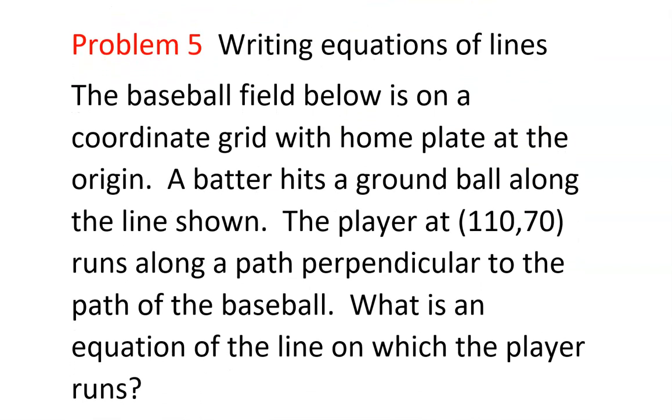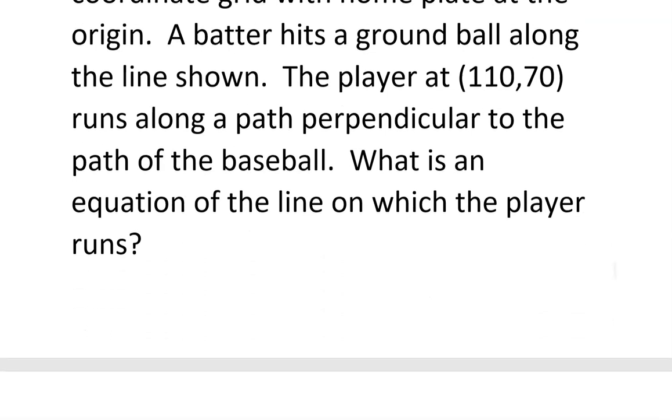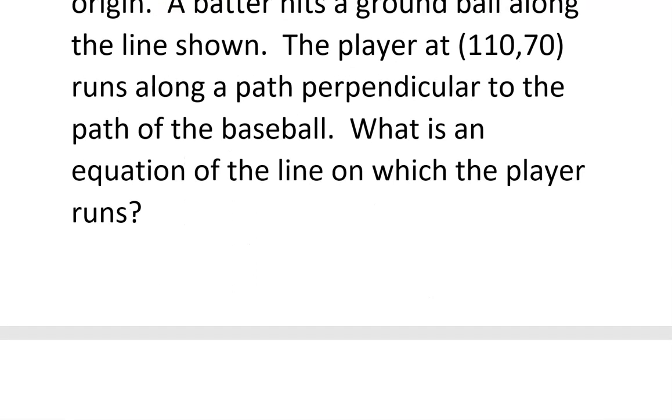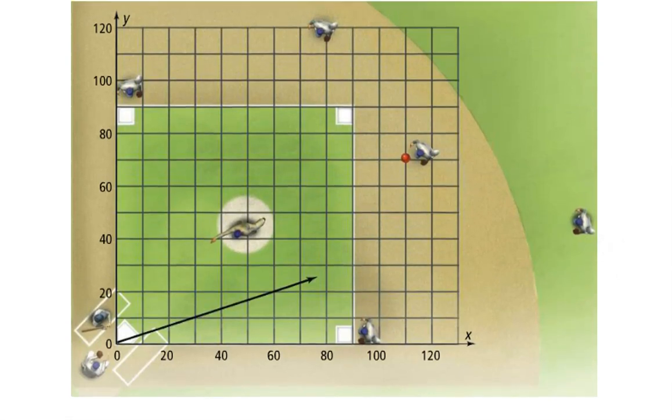Problem number 5, writing equations of lines. The baseball field below is on a coordinate grid with home plate at the origin. A batter hits a ground ball along the line shown. The player at 110, 70 runs along the path perpendicular to the path of the baseball. What's an equation of the line on which the player runs? So when we're looking at it, we are looking at finding the slope first. And if you're wanting to look at this one in the book, it's on page 200.